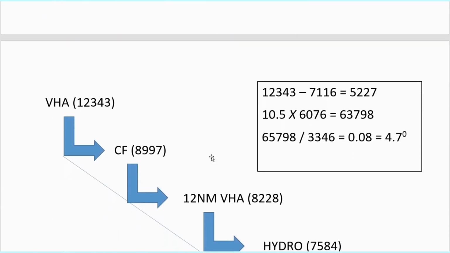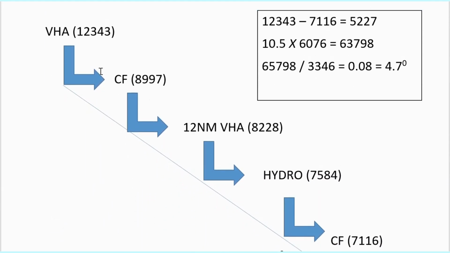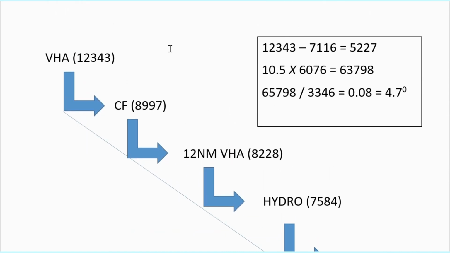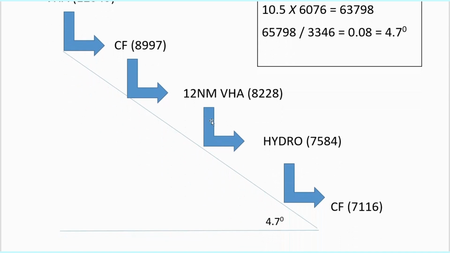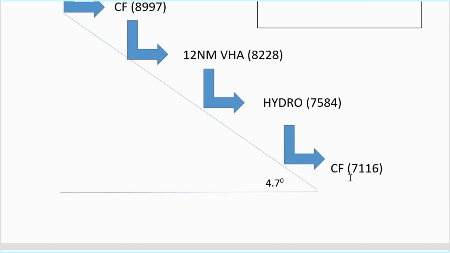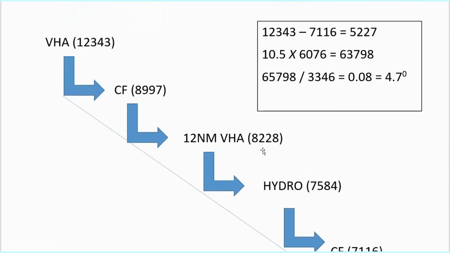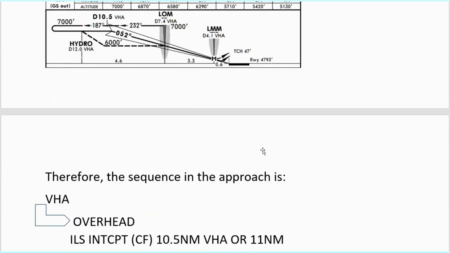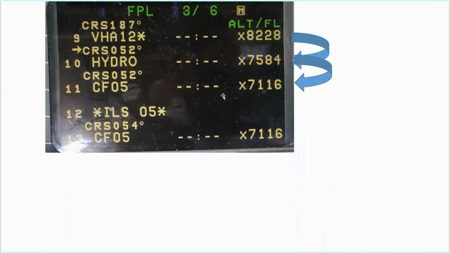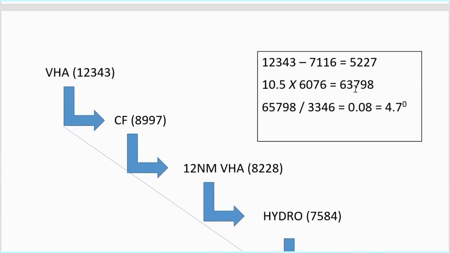If you look at the FMS profile here, which I've done here, Victor Alpha and all these figures that the FMS gave us, if I work out the total profile using my trigonometry, the difference between 12,343 and 7116 is giving us 5227, and of course this point here is 10.5 miles from Victor Alpha. Let's go back to the page so I can show you. So this point here where we intercept the ILS is 10.5 miles from the VOR Victor Alpha, and if you multiply 10.5 by 6076 feet, you get 63798.